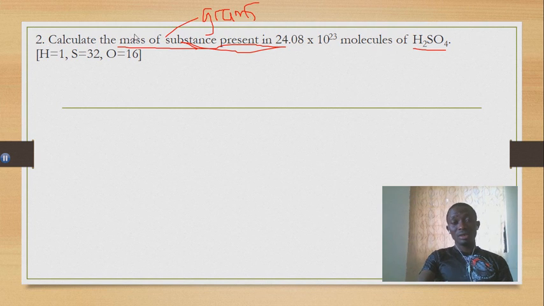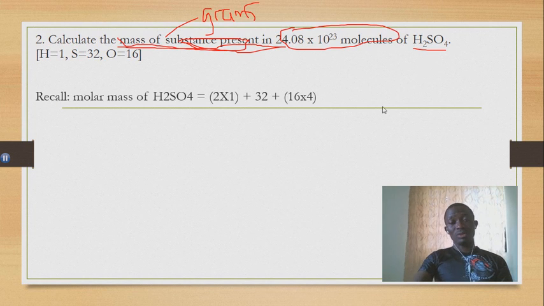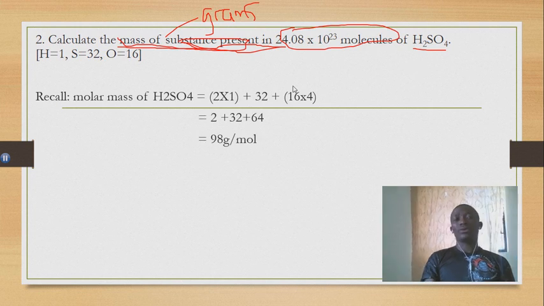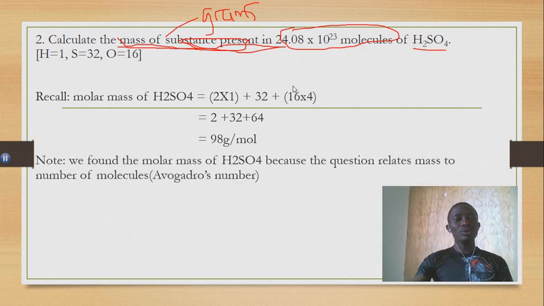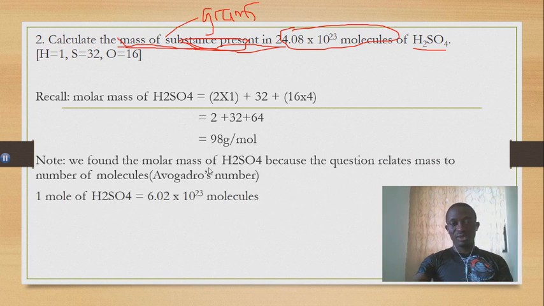So I'm talking about mass in relationship to Avogadro's number. So what do I do? I just recall the molar mass of H2SO4, and I have 98 grams per mole. So note, we found the molar mass of H2SO4 because the question relates mass to number of molecules. So we still believe that 1 mole of H2SO4, that is 1 mole of any substance, equals the Avogadro's number of particles. For the substance H2SO4, the particles are molecules.